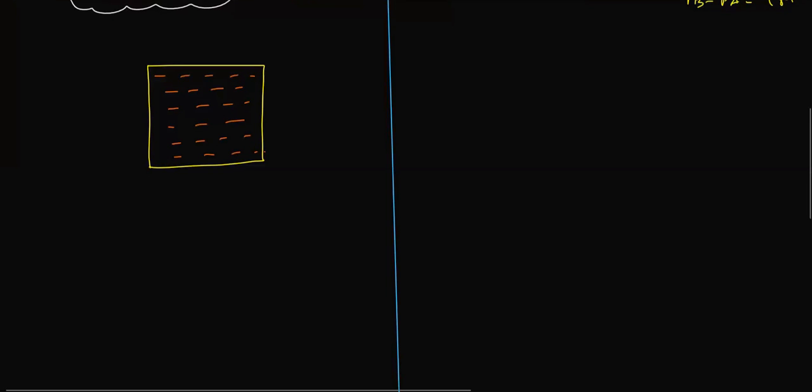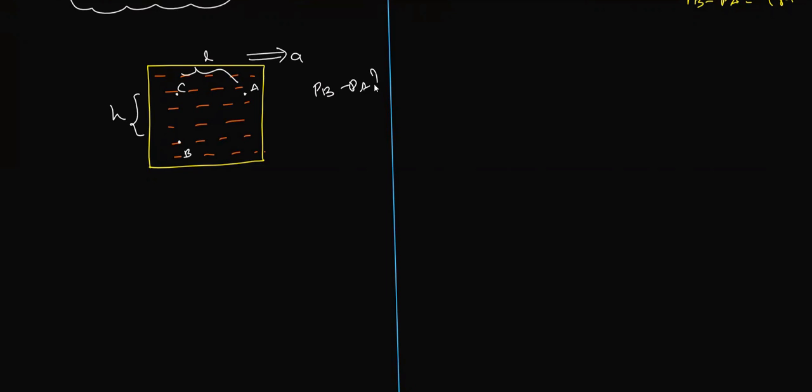And they have given 3 reference points here. This is point C, this is point A, and this is point B. From point C to point B, the height is H. From point C to point A, the length is L. And they are telling us this container is moving in this direction with acceleration A. Then calculate PB minus PA, that is the question here.